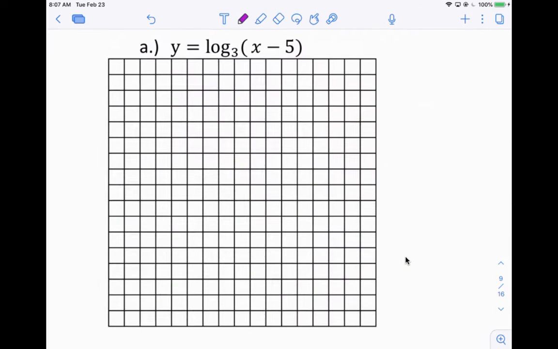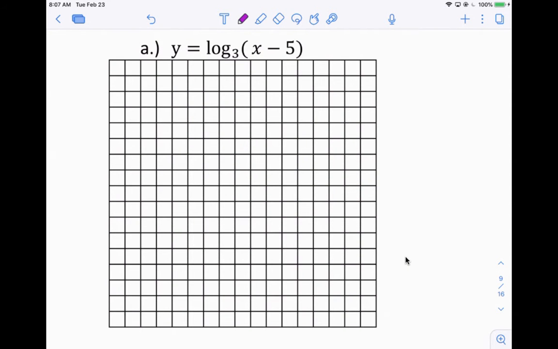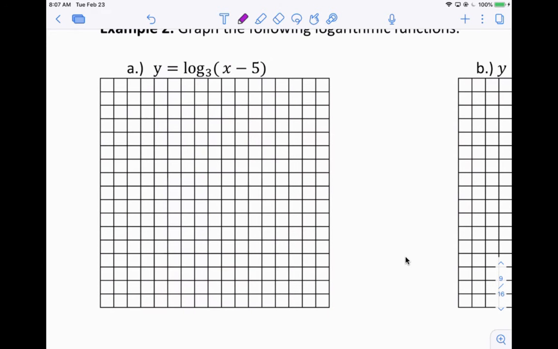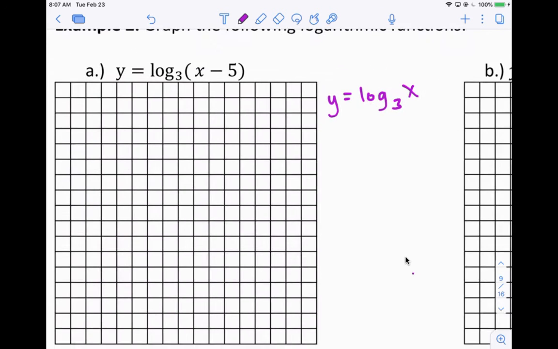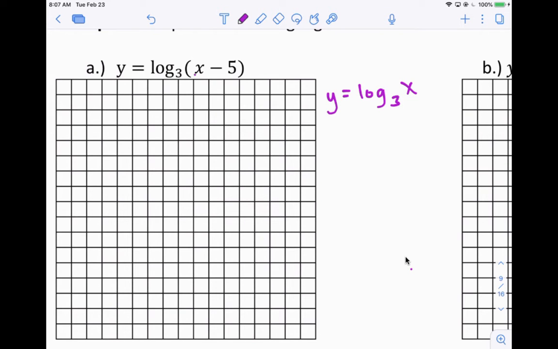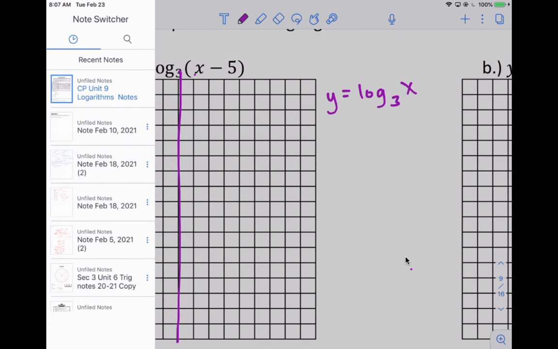So let's take a look at A here. We've got y equals log base 3 of x minus 5. We could create a straight out table for this and try to plug in values. But what I think I'm going to do is I'm actually going to start with the parent function, y is log base 3 of just x, just that guy, okay? And if you happen to have two colors, I recommend you do two colors. So I'm going to write this first one in purple because we've already done this one. We just did it in a video, like the last video.